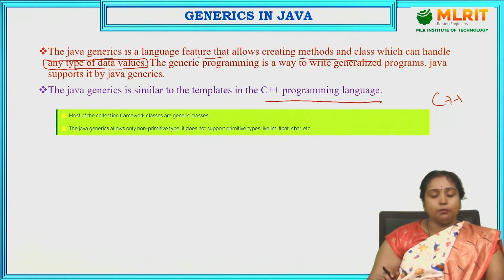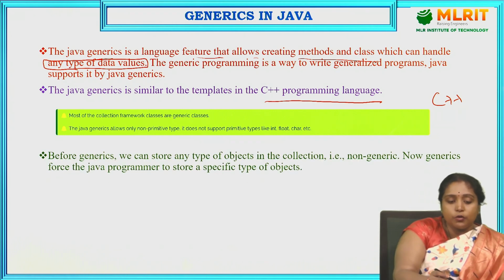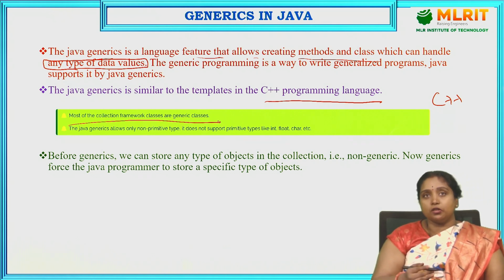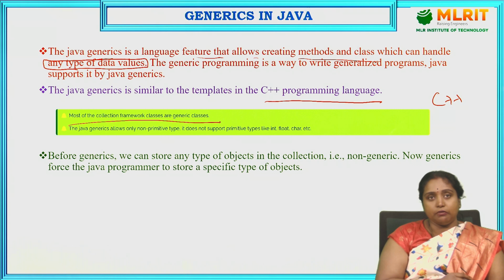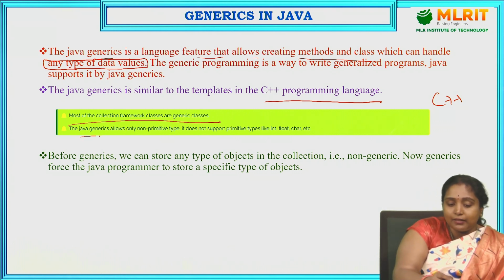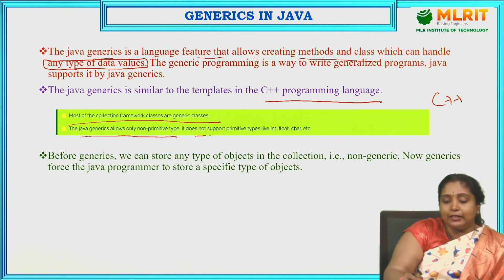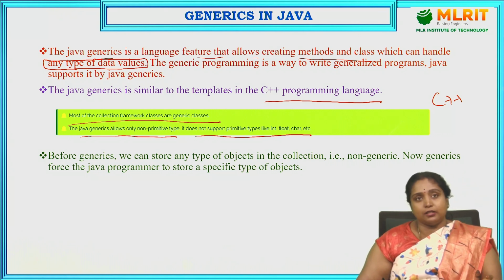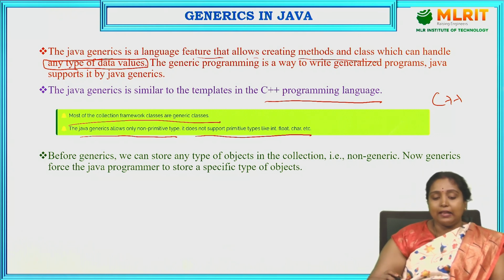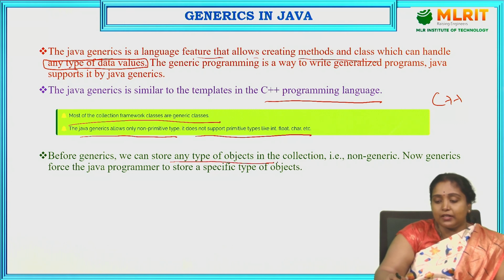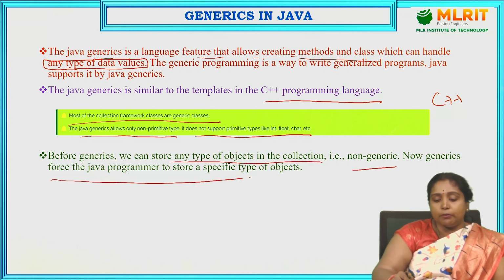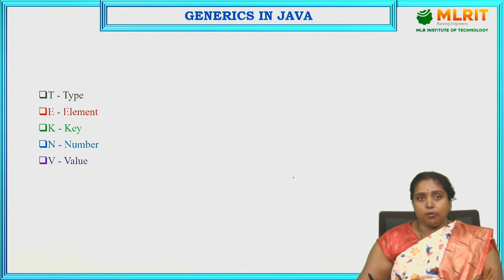An important point is that most of the collection framework classes are generic classes. That's why we are introducing generics before the collection framework classes. Java generics allows only non-primitive types. It does not support primitive types like integer, float, character, etc. Before generics, we could store any type of objects in a collection. Now generics force the Java program to store a specific type of objects.